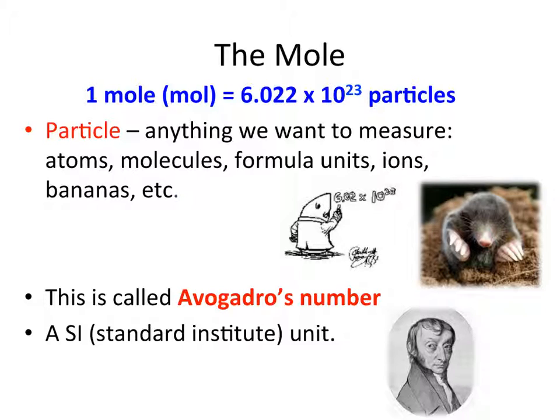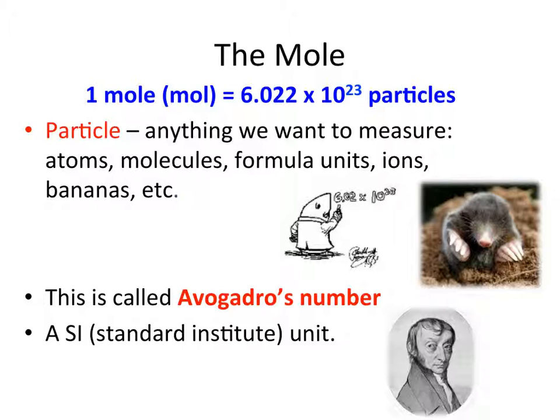Now, a particle could mean anything. Usually in chemistry it means an atom or a molecule, but it also could be, for example, bananas or pennies. It's just like saying 1 dozen. A dozen equals 12 of something. A mole equals 6.022 times 10 to the 23 particles of whatever we are measuring.